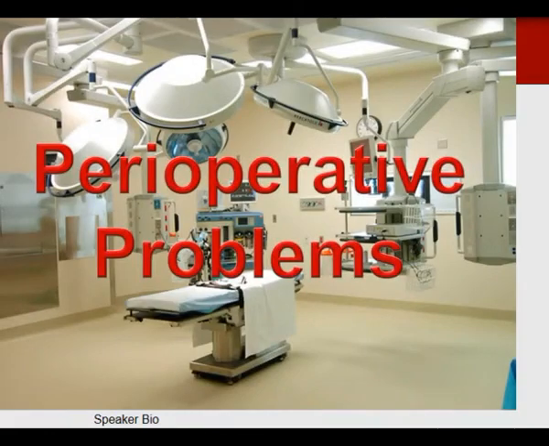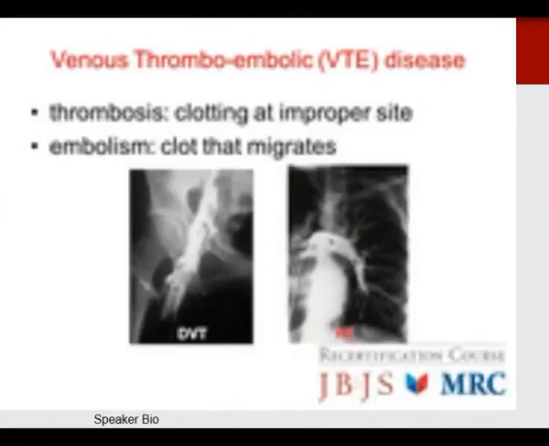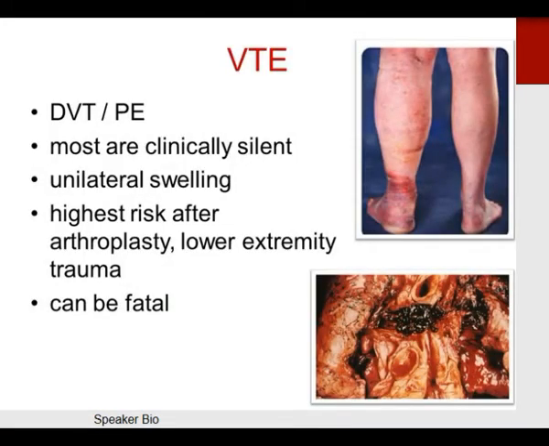So now to talk about perioperative problems. Probably the one that's most pressing to orthopedic surgeons is venous thromboembolic disease, or DVTs, PEs. So here you have thrombosis, which is clotting at an improper site, or embolism, which is a clot that migrates. So VTE, which would include DVTs and PEs, most are clinically silent. People will develop these without you even knowing it. But if you do have clinical symptoms, a lot of times you'll have unilateral swelling. The highest risk for VTE is going to be after arthroplasty or lower extremity trauma. These can be fatal, as suggested by the picture at the bottom right.